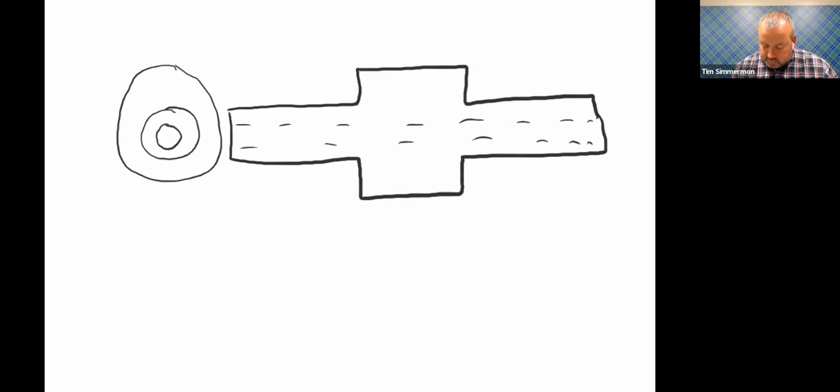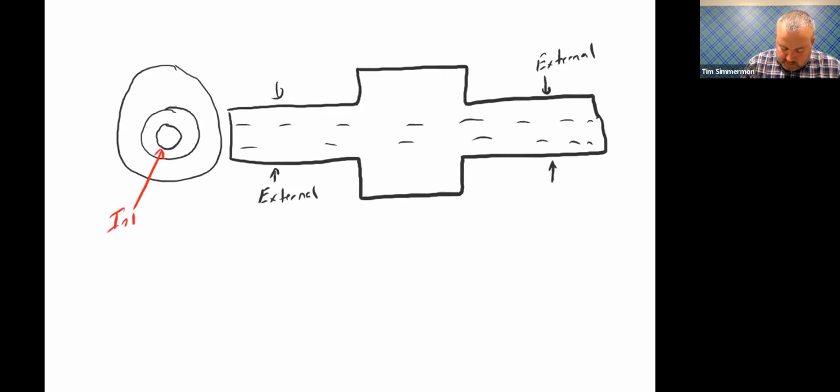Let's see here. If we were to want to know what's an internal feature of size and an external feature of size, these diameters right here would be considered external. This would be considered another external feature of size. However, this hole right here would be considered an internal feature. Easy, right?